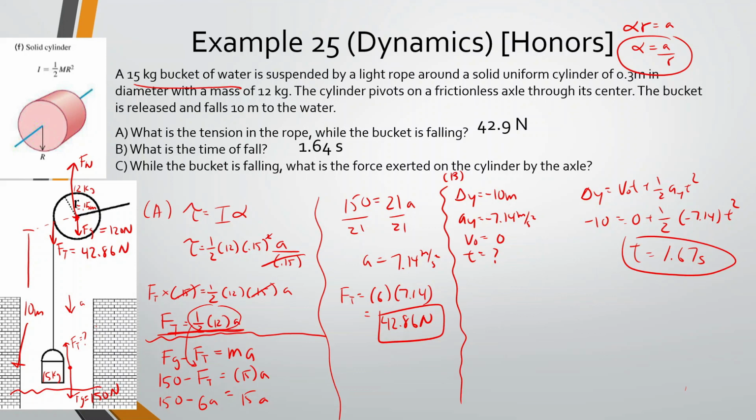So let's see what we get. 120 plus 42.86, and we should get around 162.9. Okay, 162.9 newtons. That's what's holding it up.